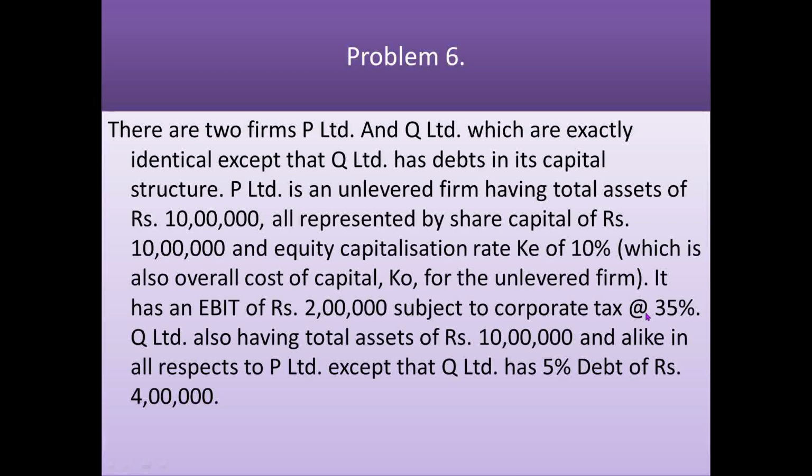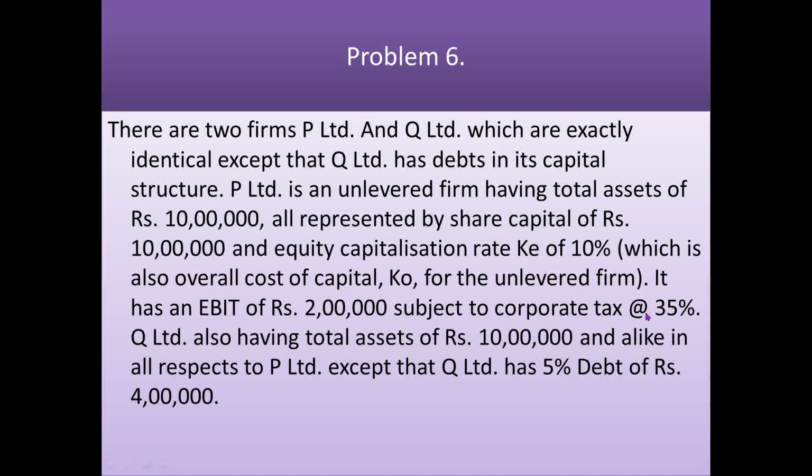So this is a problem. I think this is one of the very important problems for you. There are two firms, P Limited and Q Limited, which are identical. Q has debt, P is an unlevered firm, that is, P does not have any loan. Total asset of the firm is 10 lakh, all represented by share capital of 10 lakh in case of P. Equity capitalization rate is 10%, which is also the overall cost of capital KO. It has EBIT of 2 lakh, subject to corporate tax of 35%.